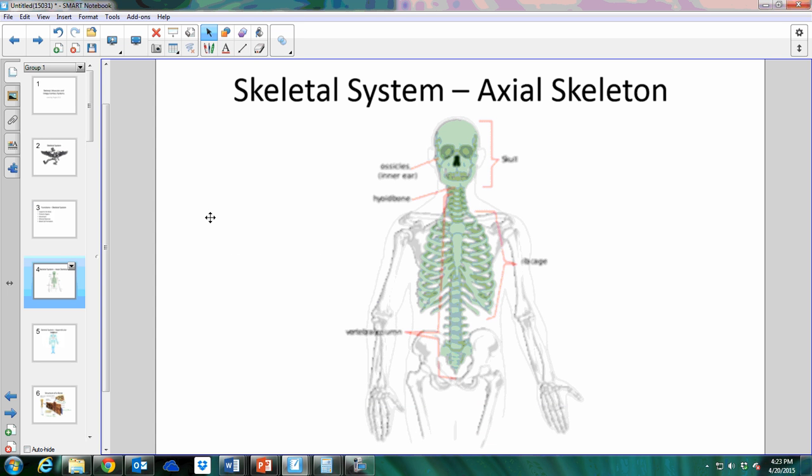The skeletal system is divided into two main parts. First is the axial skeleton. The axial skeleton is the middle, think of a straight line from top to bottom. It's the middle of your body, the skull, the rib cage, and the vertebral column, the backbone.